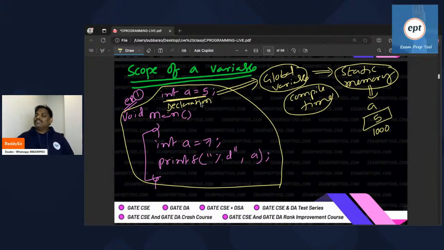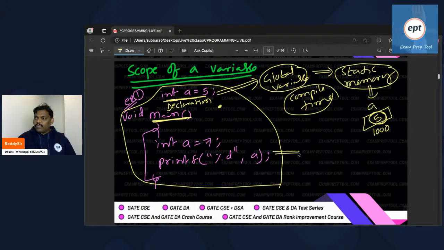And one more thing, sir, if I say print a here, what will print? 5 will be printed. In the global area, if you say print a, 5 will be printed. Now come to the next. Remember, program running will start from main. Main onwards, program running will start. Now see this one.